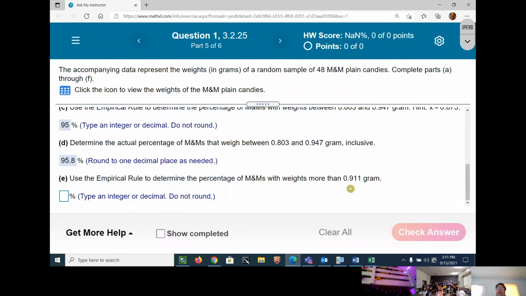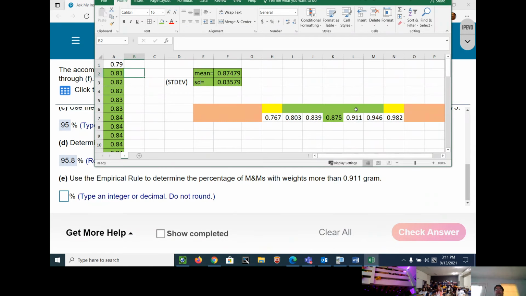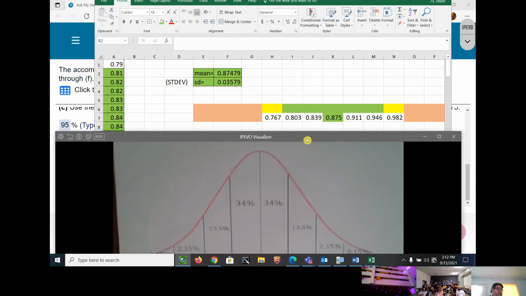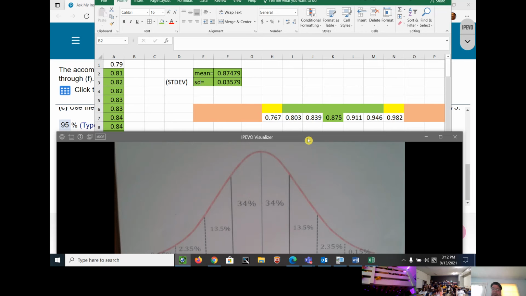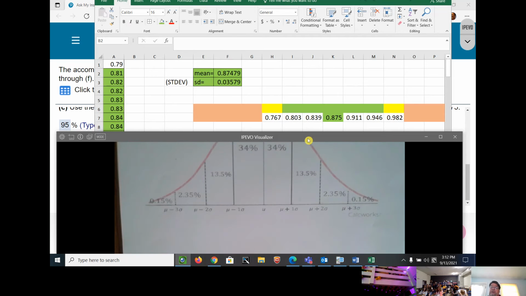All right, somebody tell me how much percentage by the empirical rule is going to be above 0.911? Well, hold on. We're going to have to draw this. 0.911. This is 0.875. Now, please pay attention here because this is a test question.